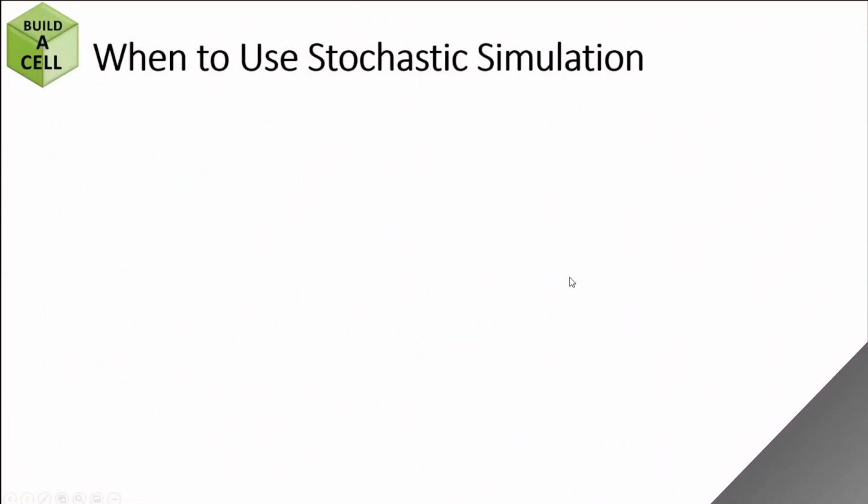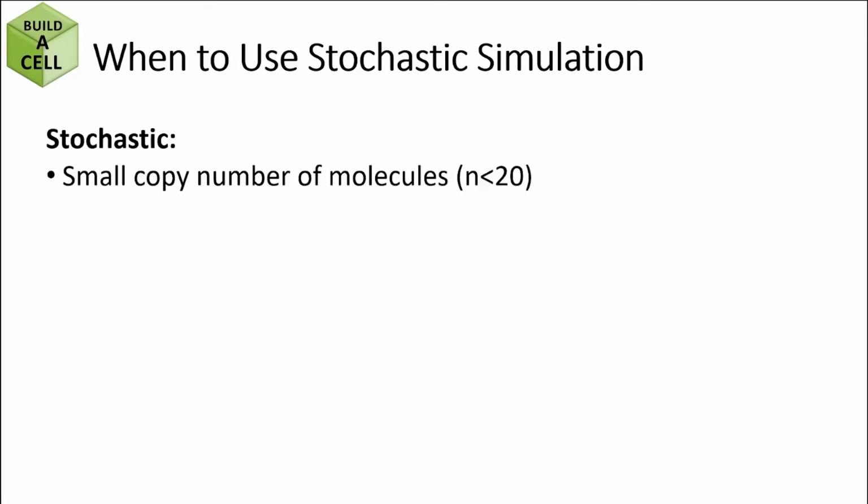So this brings us to a very important point, which is, when do you want to use stochastic simulation? When you have a small copy number of molecules, as a rule of thumb, n is less than 20. And this is actually surprisingly common in biology. If you are engineering a bacteria, you frequently have fewer than 20 plasmids. And if you have a genomically integrated gene, you probably have a single copy of that gene.